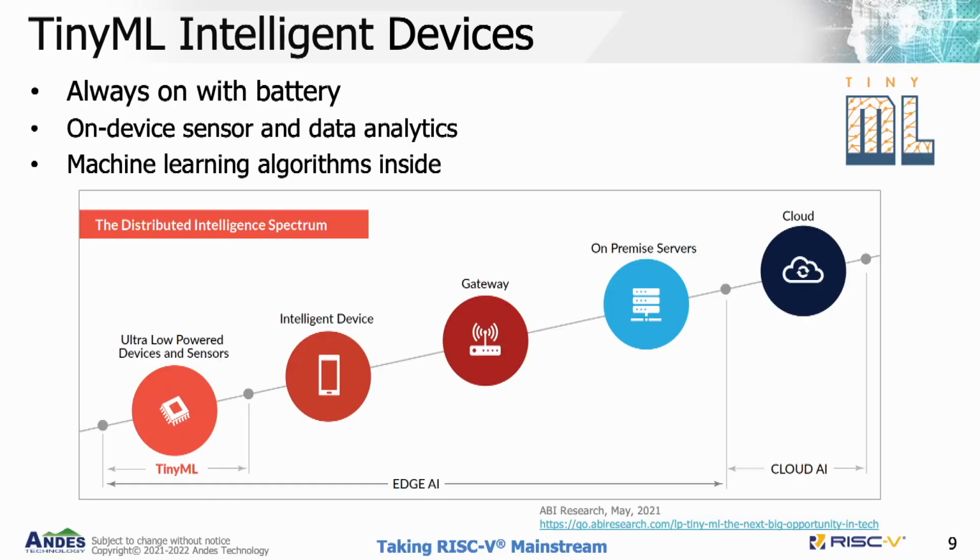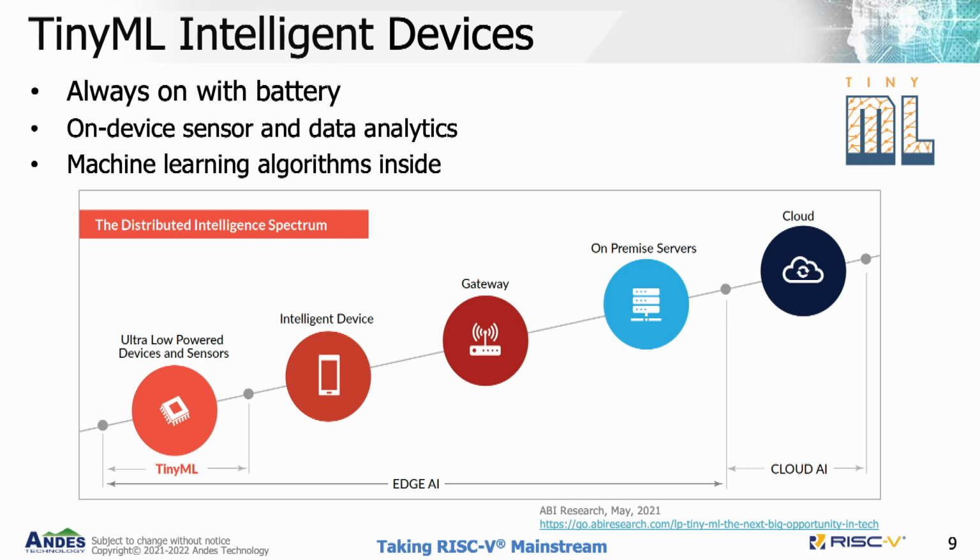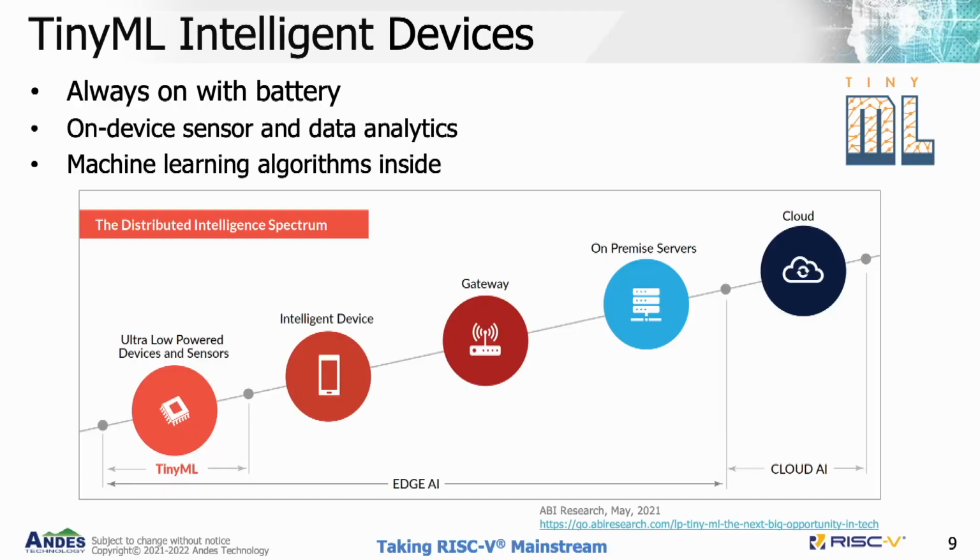Let's look at the diagram. The diagram reveals the spectrum of the AI applications. From edge AI to cloud AI, we can show the tiny ML device is in the first circle, and it is an ultra low power device with sensors. That means the tiny ML device is always on with the battery, and has on-device sensors or cameras, and has the capability for the data analytics. And also, you have the machine learning algorithm inside. That is a challenge for having computing power with low power consumption.